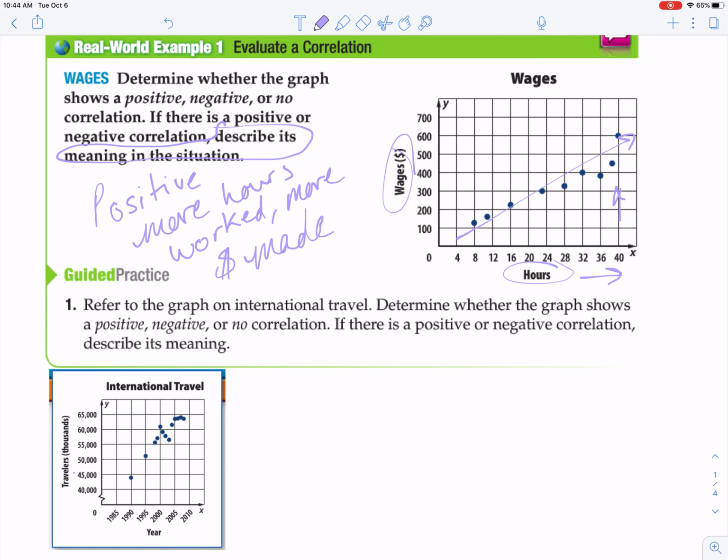Okay, this bottom one. Again, can you draw a line? Yes. All right, then it has a correlation. Since it's going up, I'm going to say that this one is positive.